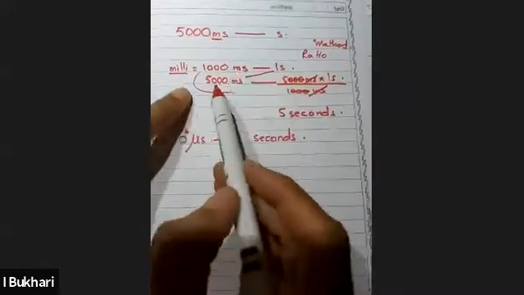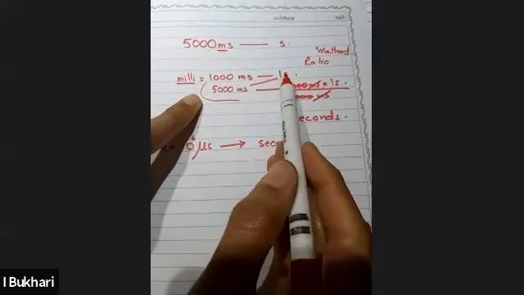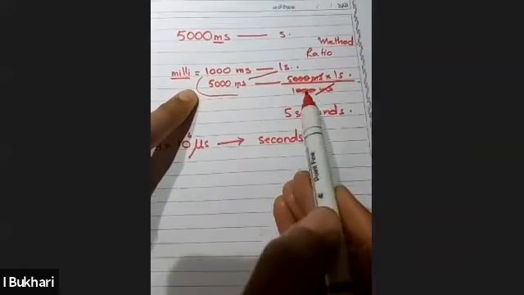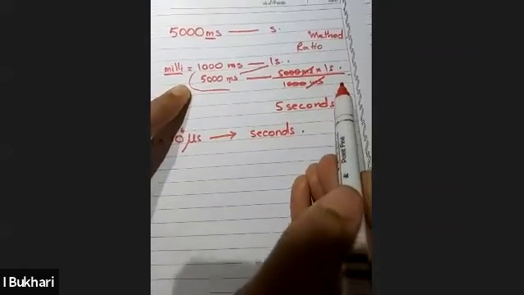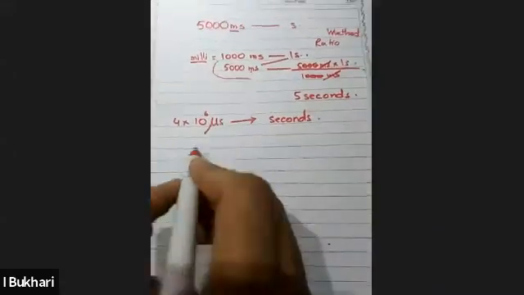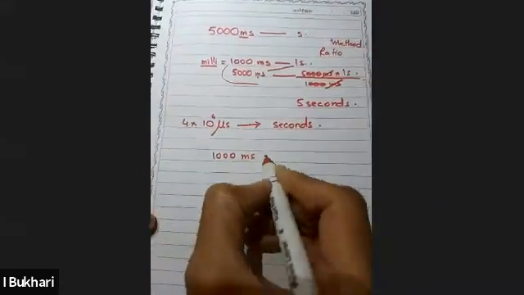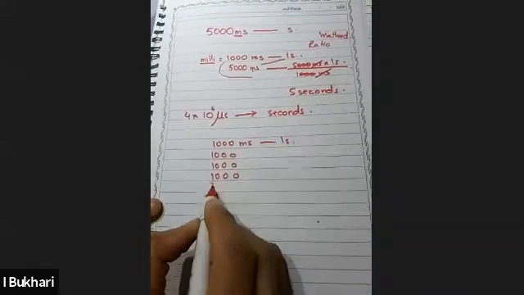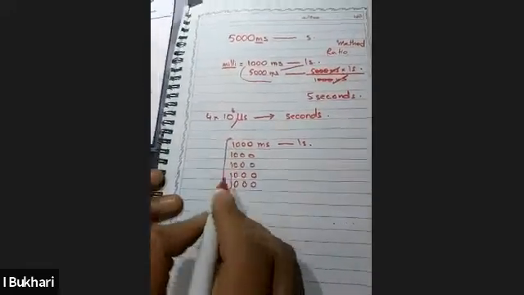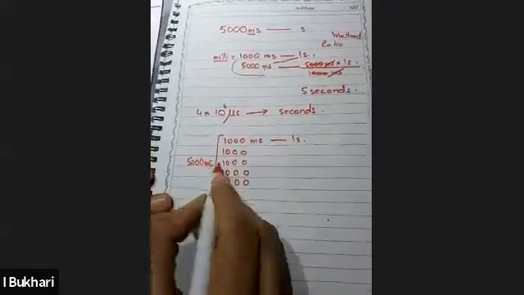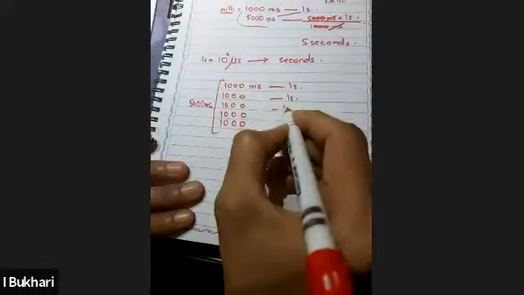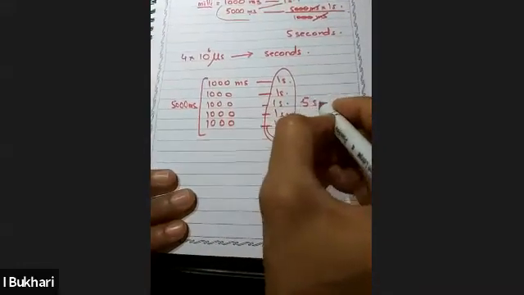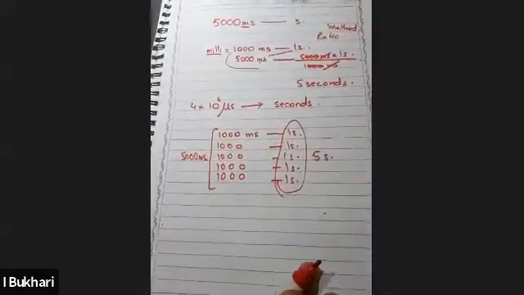I will cross multiply 5,000 milliseconds into 1 second, and divide it by 1,000 milliseconds. Or you can say that if 1,000 milliseconds is 1 second, then 5,000 would mean 5 of them, and each one of them is equal to 1 second. So total 5 seconds, in simple words. Did you understand?